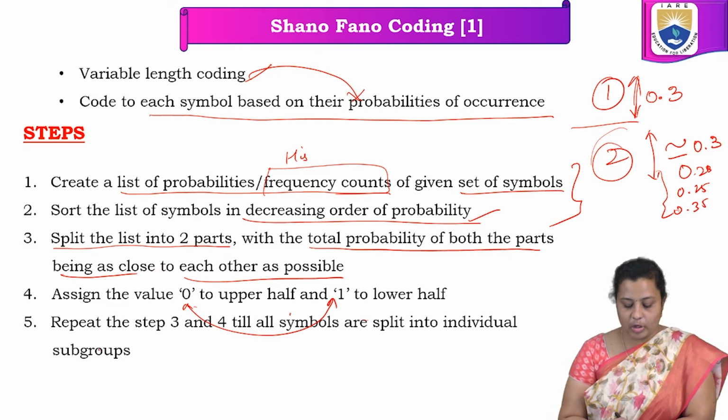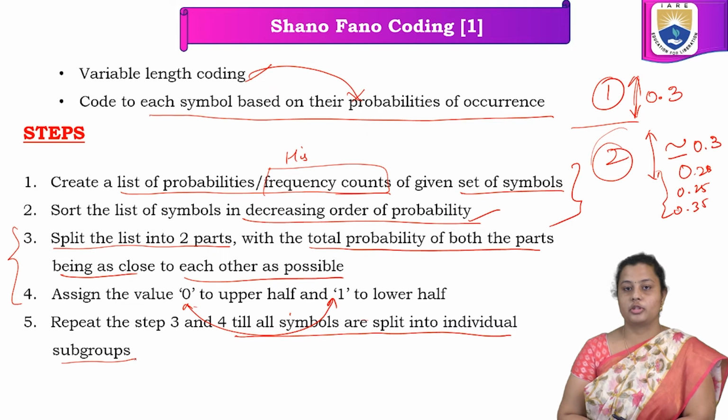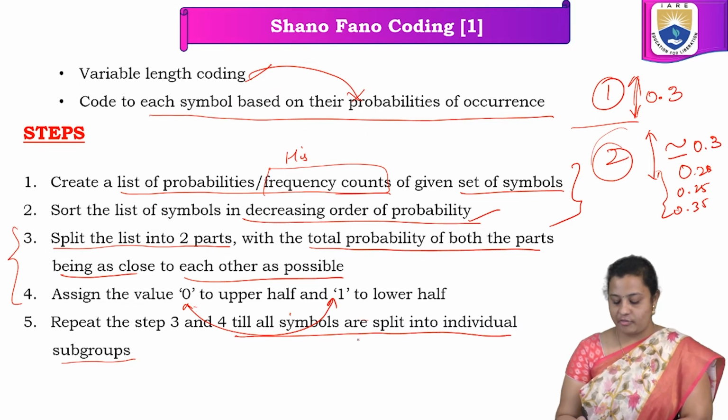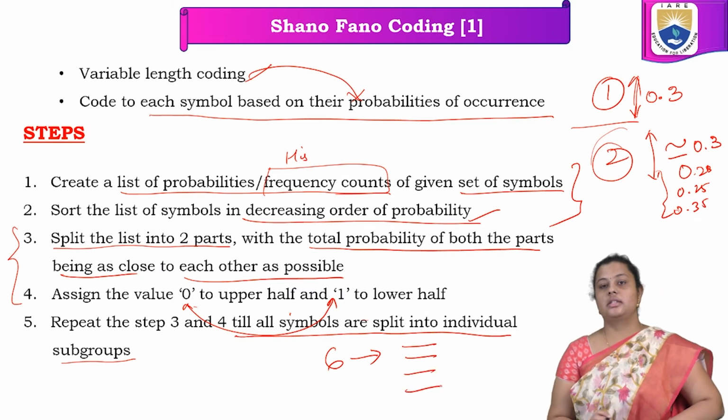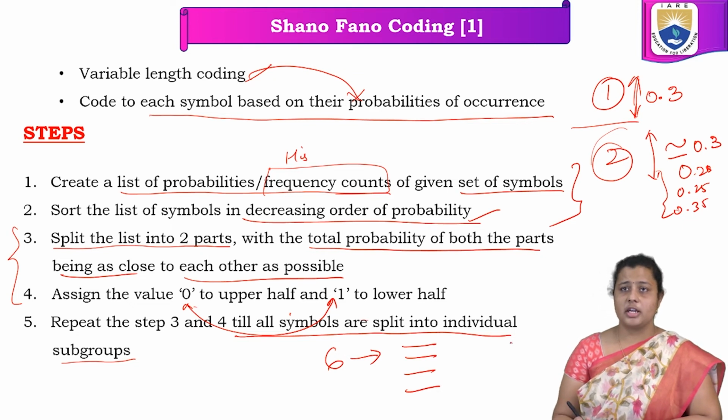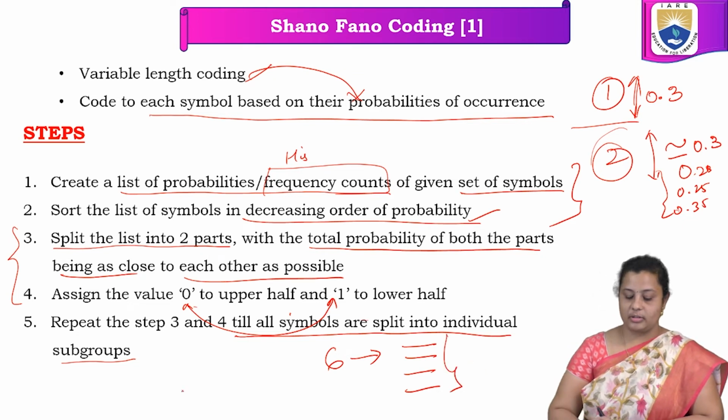Next, what are we going to do? We repeat steps 3 and 4 till all the symbols are split into individual subgroups. What do I mean by that? If we have 6 possible probabilities or events existing in our image, then we should have 6 subgroups in our image, right? Such a process is called Shannon-Fano coding.